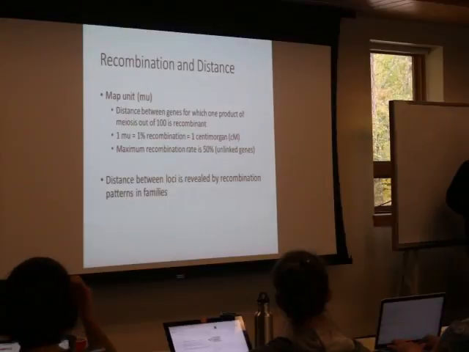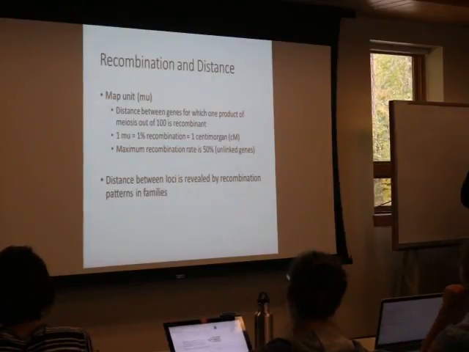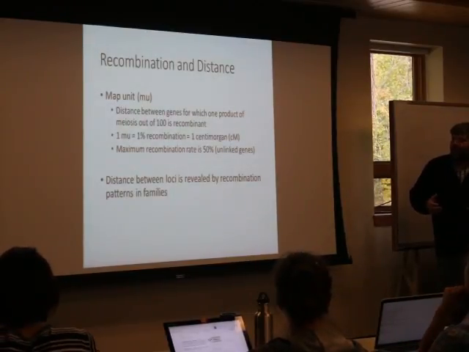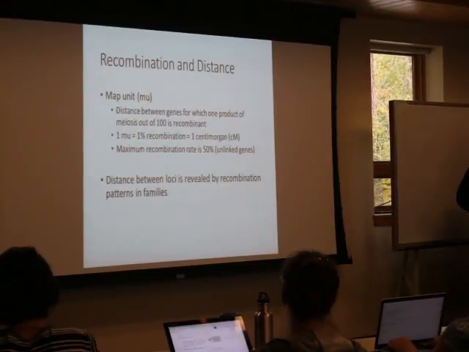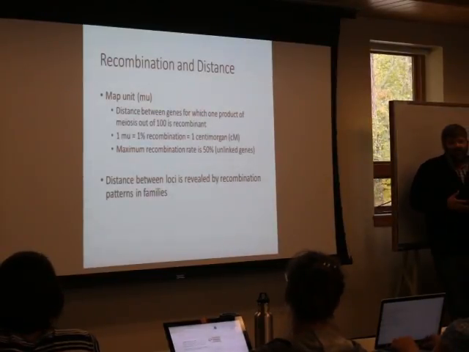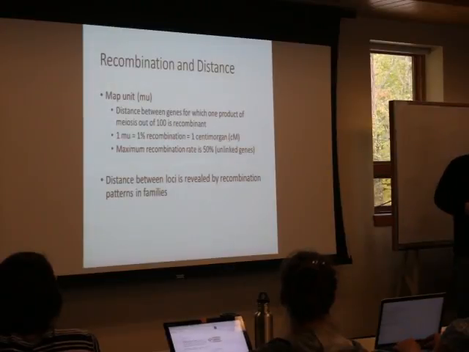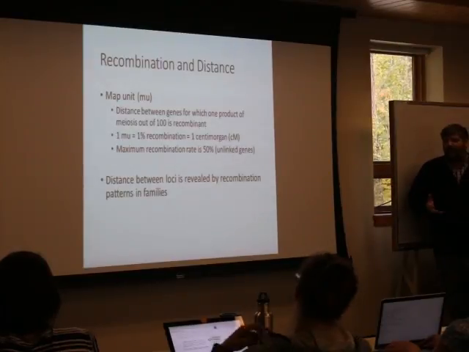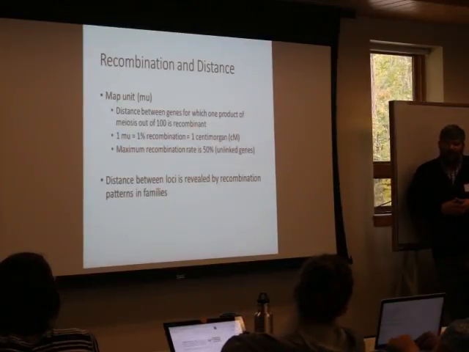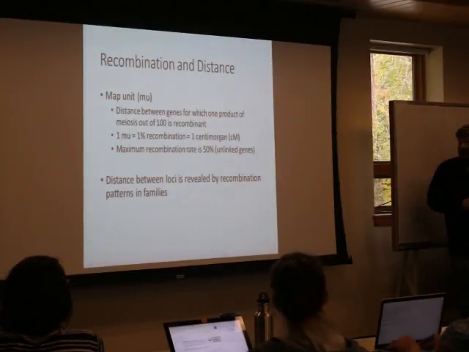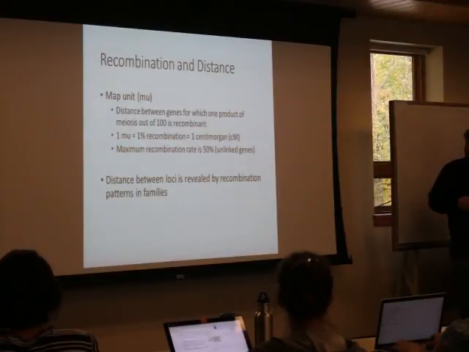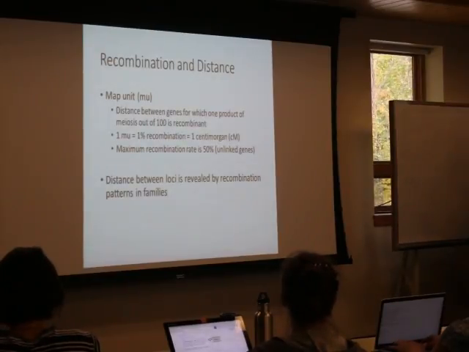Recombination is measured in map units, more commonly called centimorgans. This is measured as the distance between genes for which one product of meiosis out of 100 is recombinant. So basically, if there's a 1% recombination rate, this is one map unit or one centimorgan. The maximum recombination rate for any two markers is 50%. That's the point at which it's just independent assortment. So the maximum length you can have between any two markers is 50 centimorgans. And again, this distance is revealed by recombination in families.